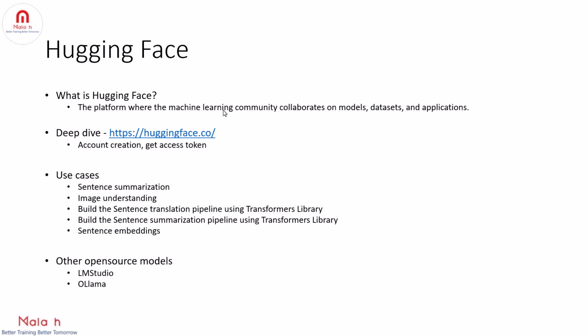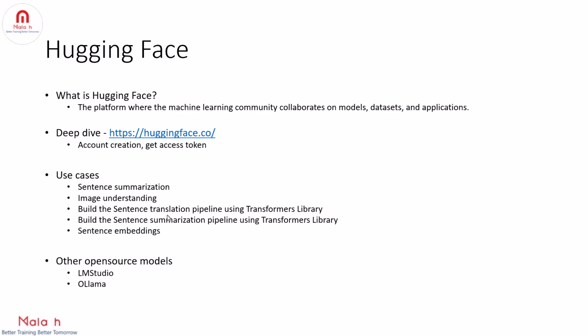So far we understood what Hugging Face is and how to use different models that are available inside Hugging Face, how to create an account and then how to get the access token. We also saw sentence summarization, that is how to summarize a text by using a model from Hugging Face. And also we understood image understanding, that is we provided an image to the model and then we asked different questions to the model and the model was able to understand the image and answer the questions about that image, right? And now let's see how to build the sentence translation pipeline using the transformers library, right?